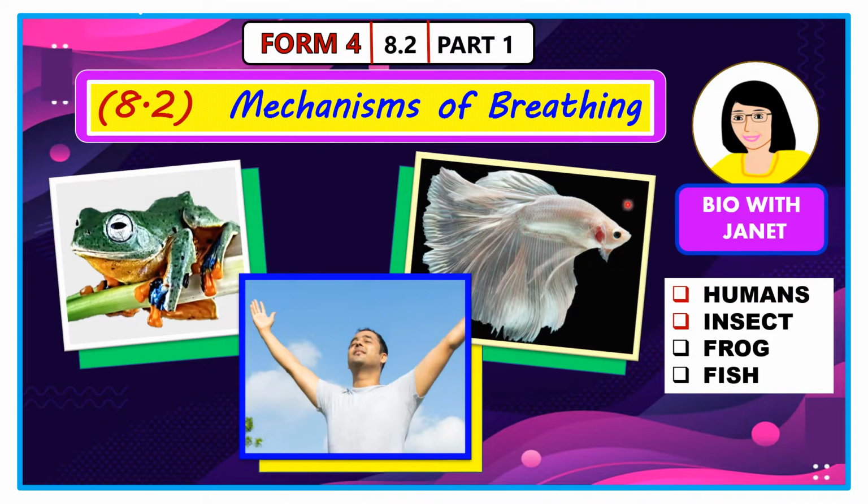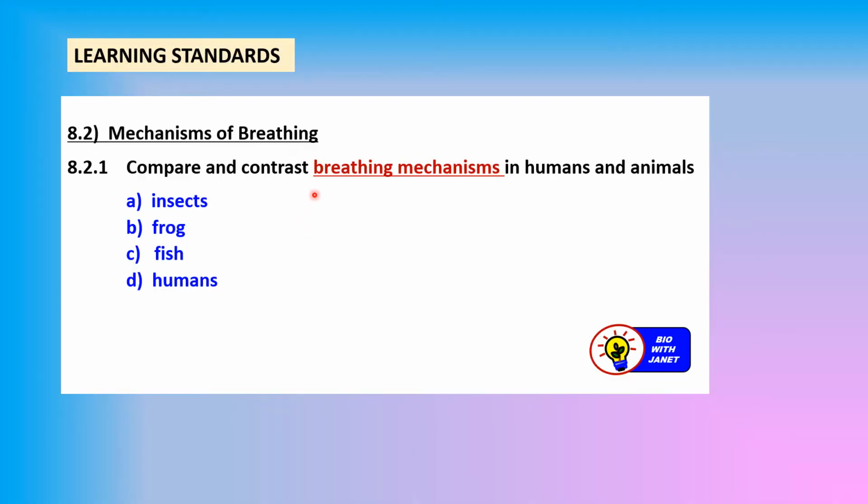Today we'll be discussing mechanisms of breathing, subtopic 8.2. So we're going to discuss the breathing mechanism, meaning the inhalation and exhalation process of four organisms: humans, insect, frog, and fish. Let's begin. The learning standards for this lesson are as follows. After this lesson, we should be able to compare and contrast the breathing mechanisms in humans and animals, that is, in insects, frog, fish, and humans.